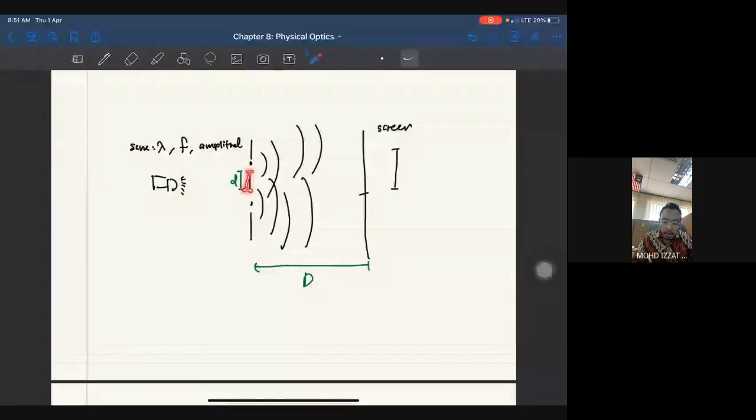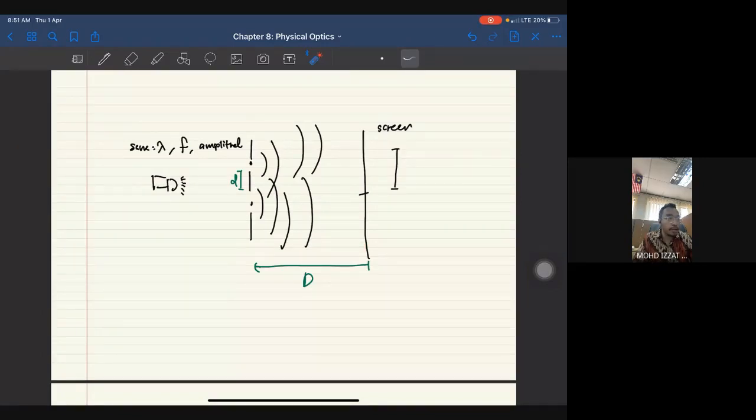Okay, actually this light sebab dia memang datang serentak, so source dia ni adalah in phase tau. And then kalau dia produce konstruktif, dia konstruktif lah. Kalau destruktif, dia destruktif. Tapi dia in phase. And the D is the distance between the slit and the screen.